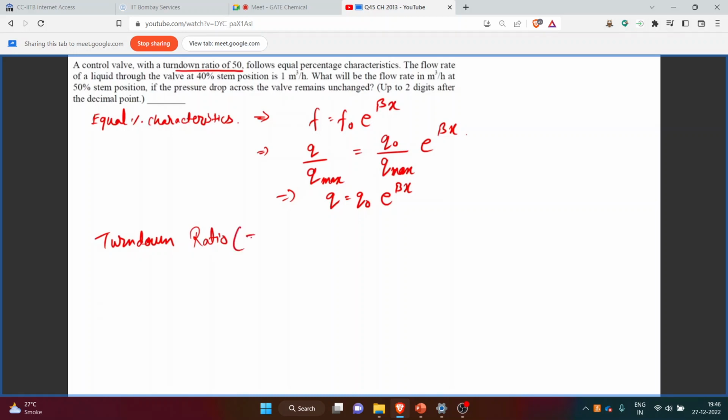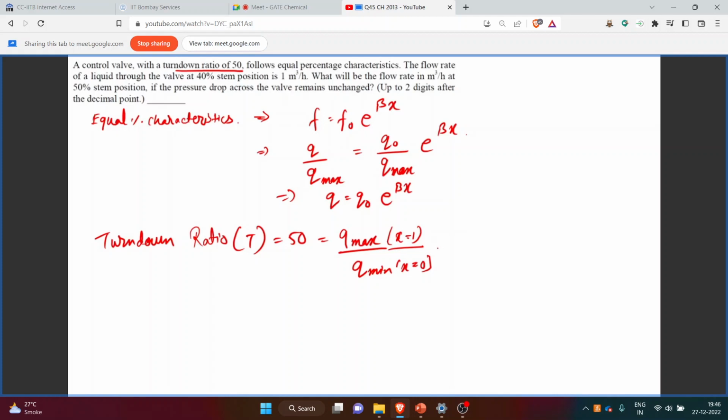Let us denote this turn down ratio by T, and it is given as 50. Turn down ratio is defined as the ratio of the maximum flow possible through the valve upon the minimum flow, that is Q max upon Q minimum. The maximum flow will occur when the valve is 100% open, that means when x is equal to 1. Similarly, the minimum flow will occur when the valve is 100% closed, that is, fully closed, x equal to 0.